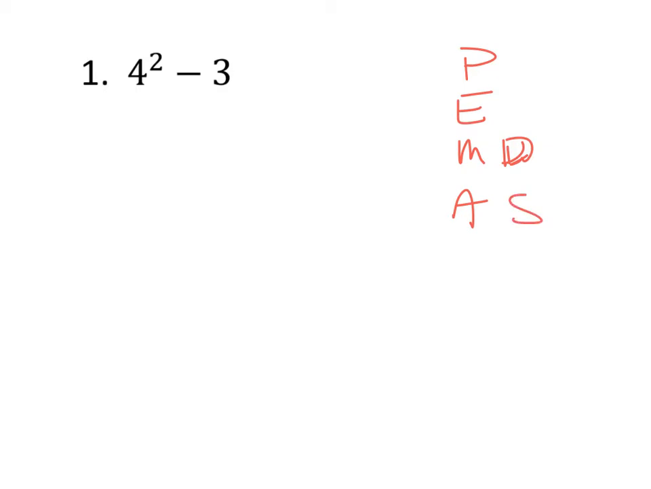And if you're inside a set of parentheses or grouping symbols, you treat those as a whole separate problem using these rules. So let's get started here. I don't have any grouping symbols. Do have some exponents though. 4 squared, this means 4 times 4, which is 16. Bring down the minus 3. 16 minus 3 is 13.